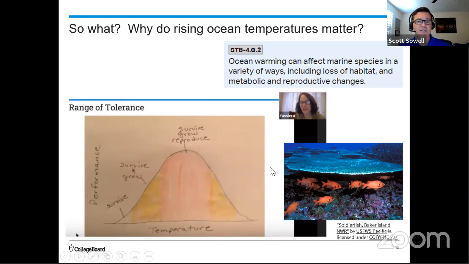Now, if I'm a fish and there's habitat elsewhere, perhaps I can move to avoid those extremes or those temperature anomalies outside of my range of tolerance. But if I'm something that is in a fixed position, let's say a coral, I'm going to have to stay there and either weather it out or not make it.